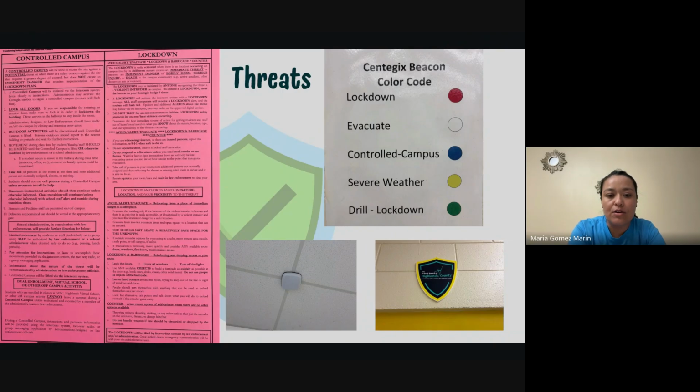So when the lockdown happens, the students need to know that they have to go to a safety place. In this case, there's a sign, like a shield, that is posted in the room that is supposed to be the safety place for them.